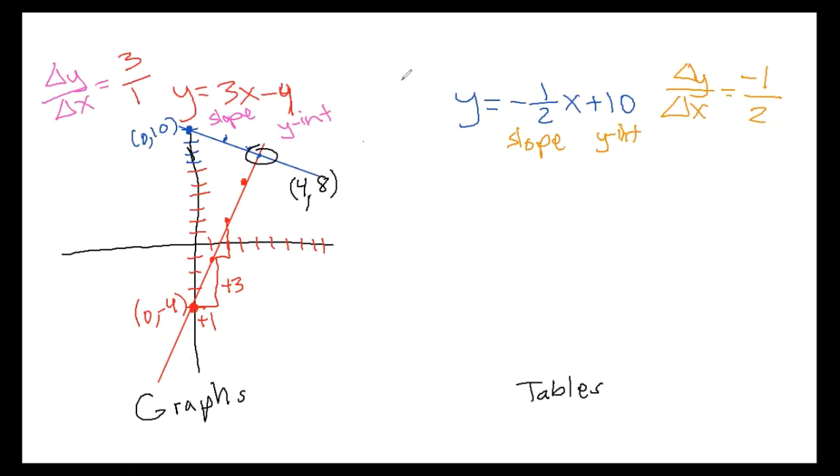Our table, I'm going to make one in red to show my first equation, and then one in blue to show my other equation. So I'm going to start with the red equation. My y-intercept is at 0, -4, and my slope is 3 over 1. So my change in y is 3, my change in x is 1. So each time I am adding 3 along the change in y.